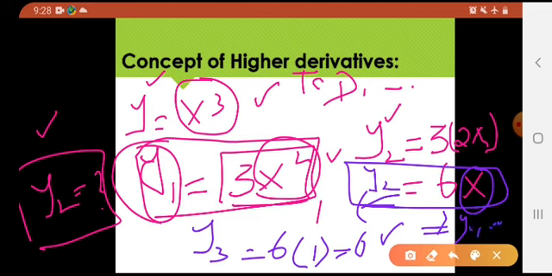तो डिपेंड्स आपको मांगा क्या है. अगर आपको y4 मांगा होता तो it would be 0, y3 कहा होता it was supposed to be 6, y2 was 6x, y1 was 3x square. ठीक है. One more example.